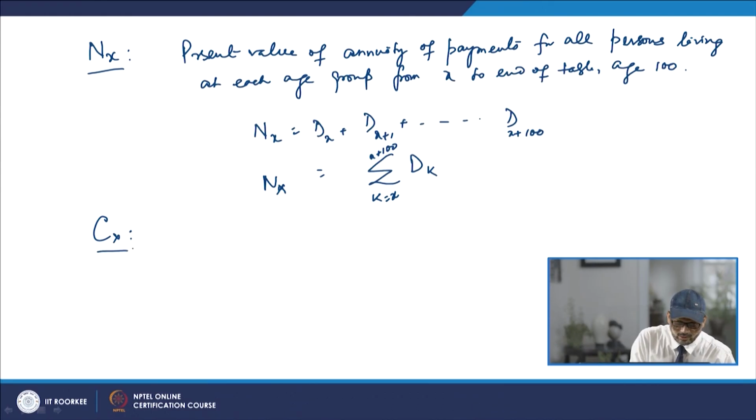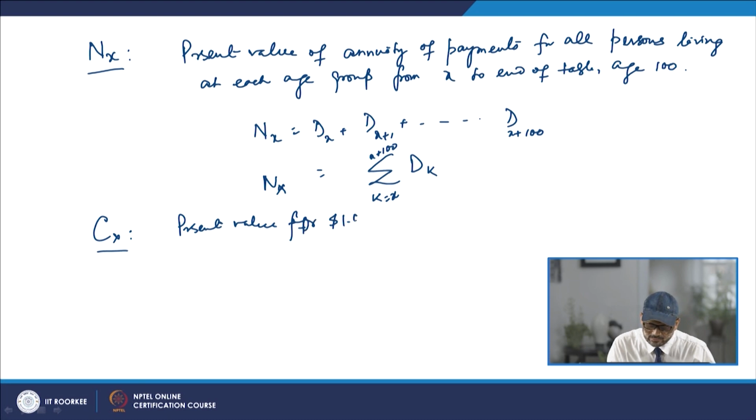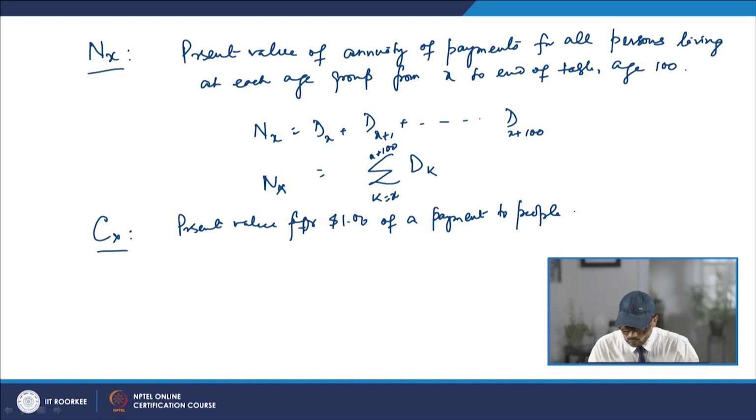Then the next commutation term is finding the Cx. Now what is Cx in that case? So Cx will be basically the present value of $1. So this is for $1 of payment to people or beneficiaries who die at age x.